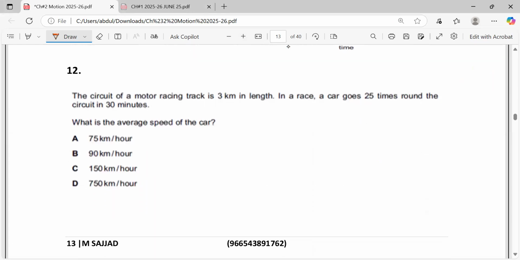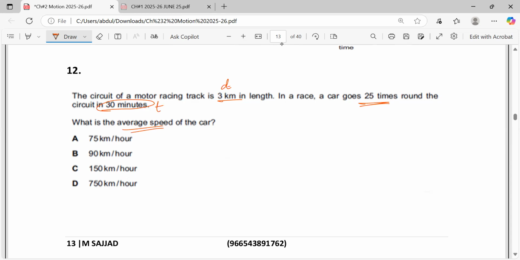Now question number 12. The circuit of a motor racing track is 3 kilometers in length. That is the distance. In a race, a car goes 25 times around the circuit in 30 minutes. So that is the time. What is the average speed of the car?